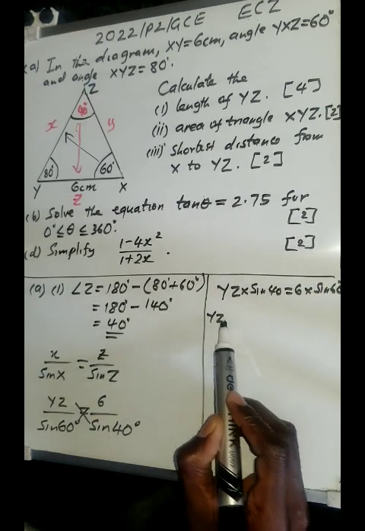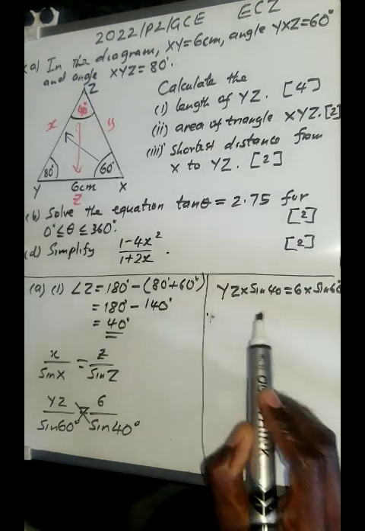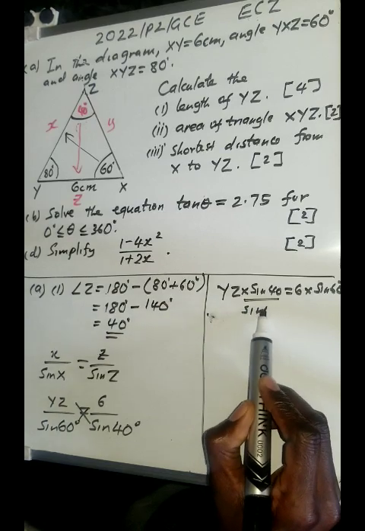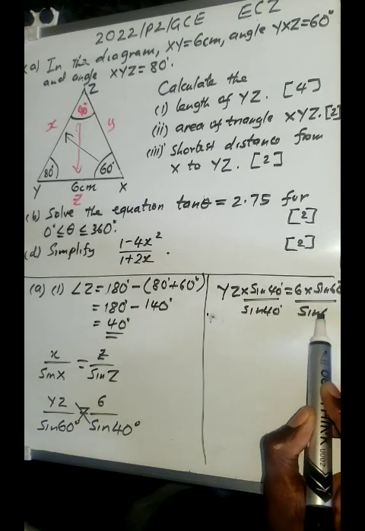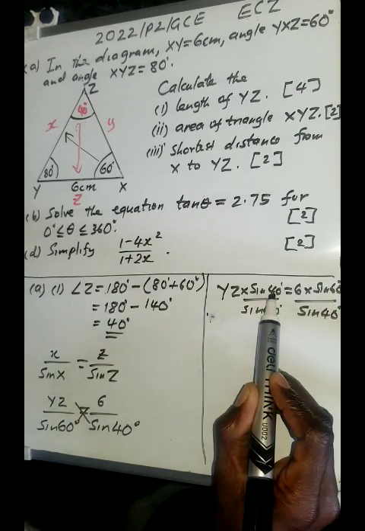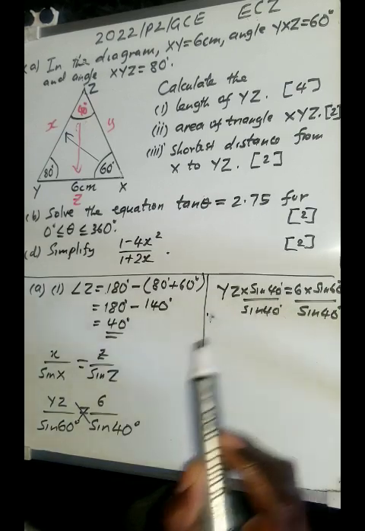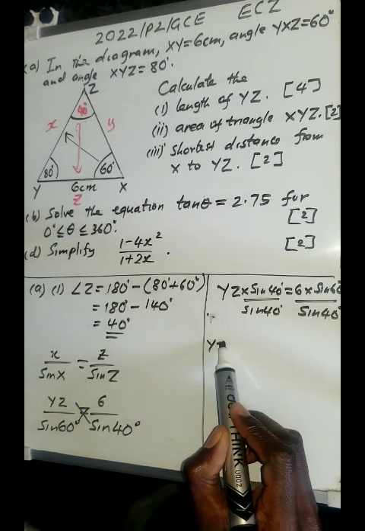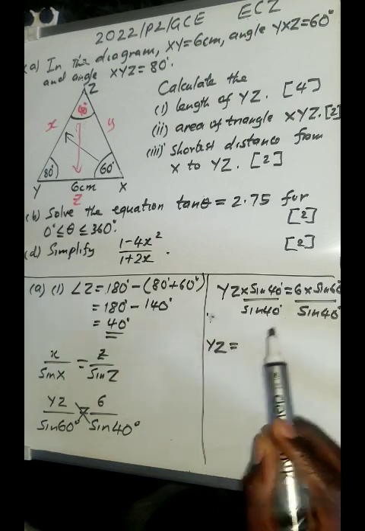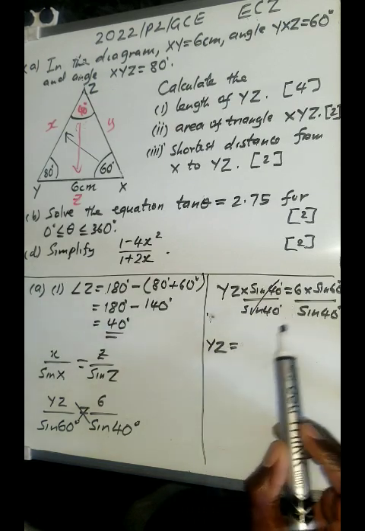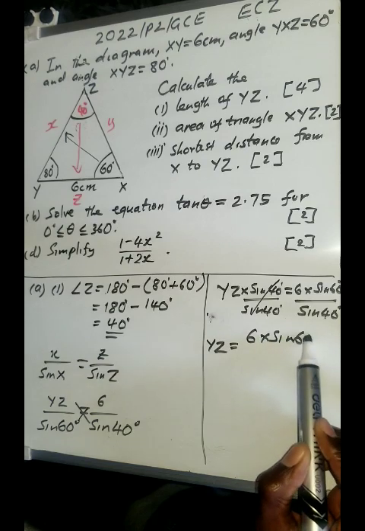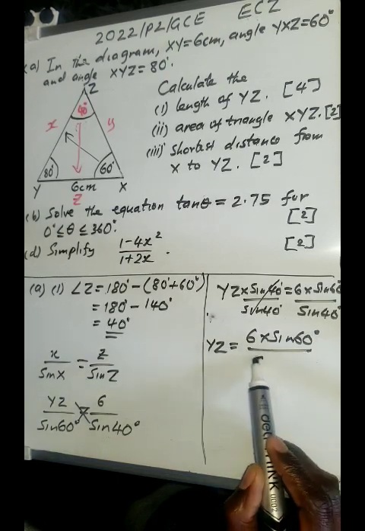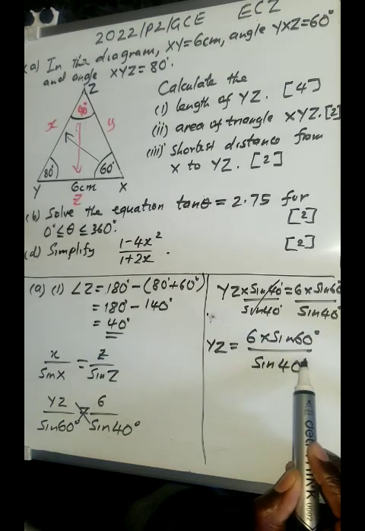So how do I find my YZ there? You can divide by sine 40 degrees. What you do this side, you also do it on the other side. Please pay attention, it is not just 40, it is sine 40. That is what people make those mistakes in the exam. So YZ is equal to, remember that will cancel, what you have there is 6 times sine 60, let me just write that, over sine 40 degrees.